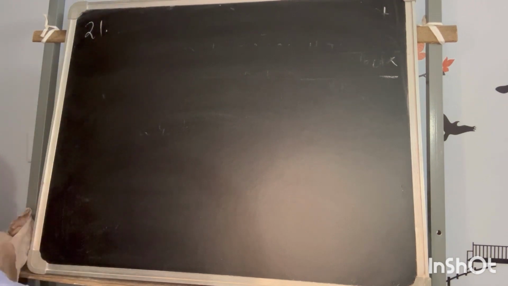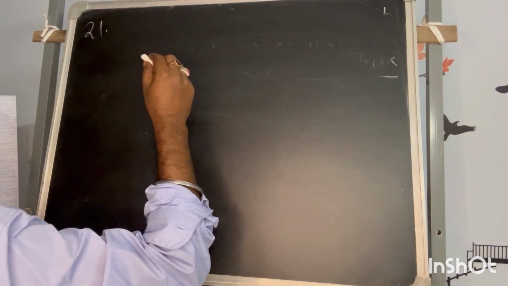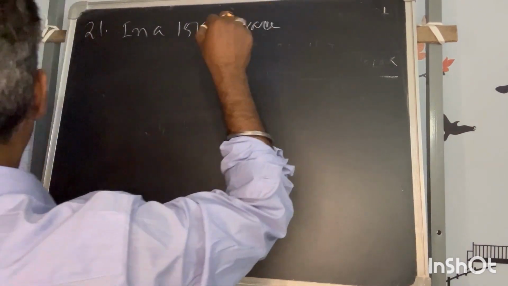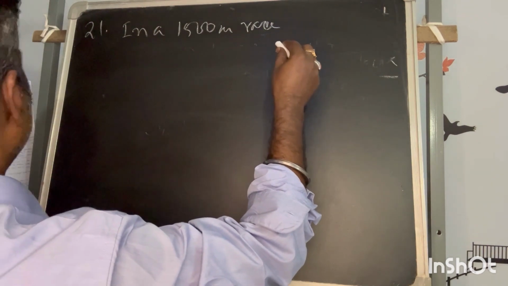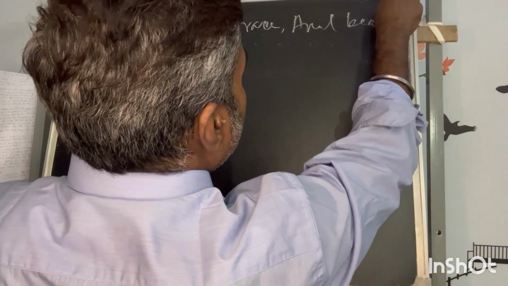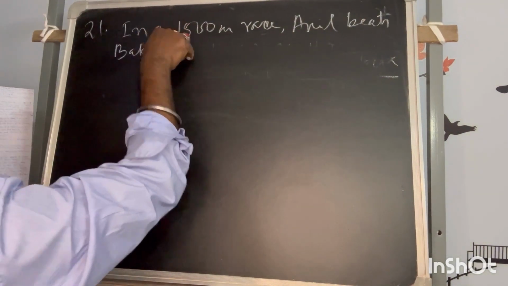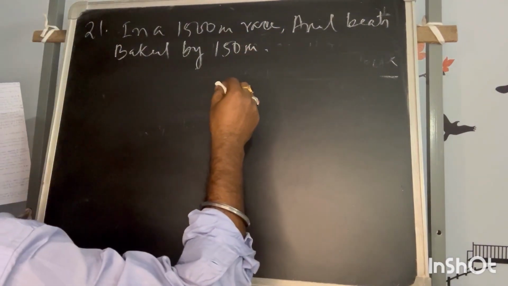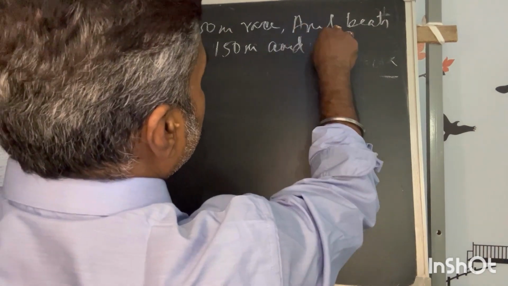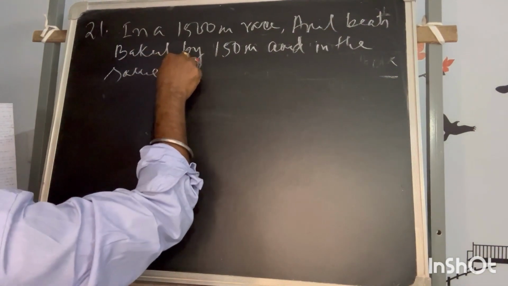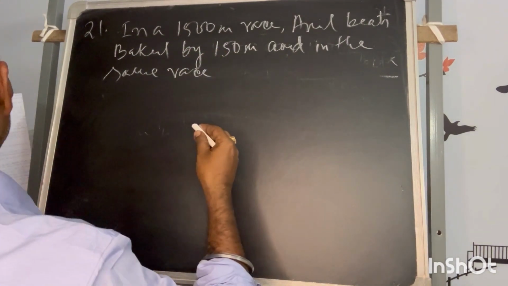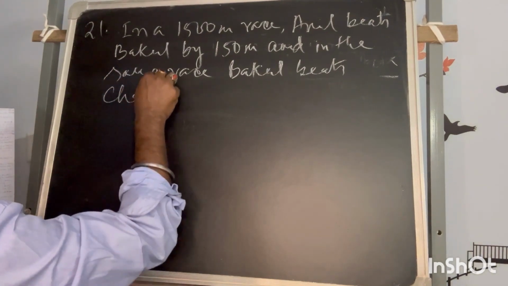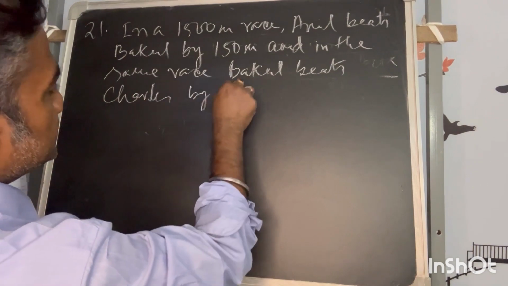Number 21. In a 1500 meter race, Anil beats Bakul by 150 meter, and in the same race, Bakul beats Charles by 75 meter.